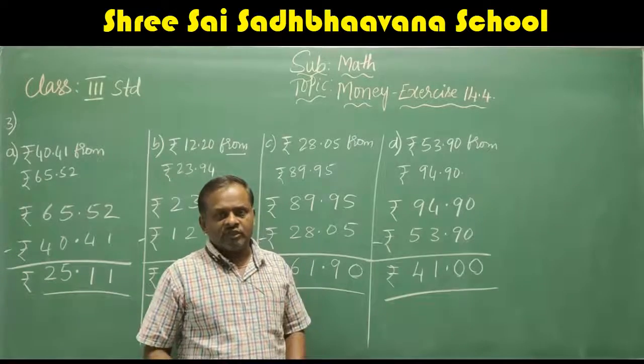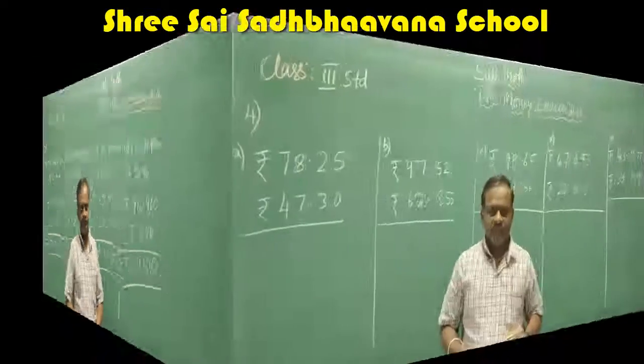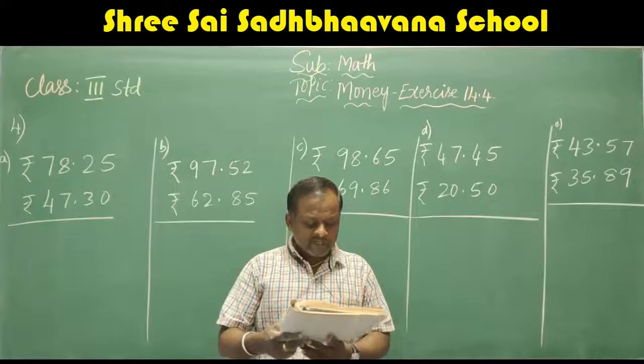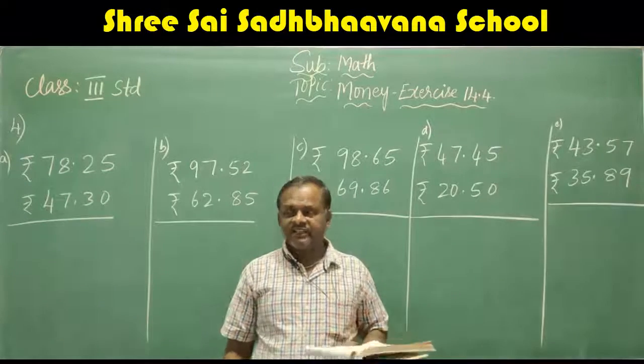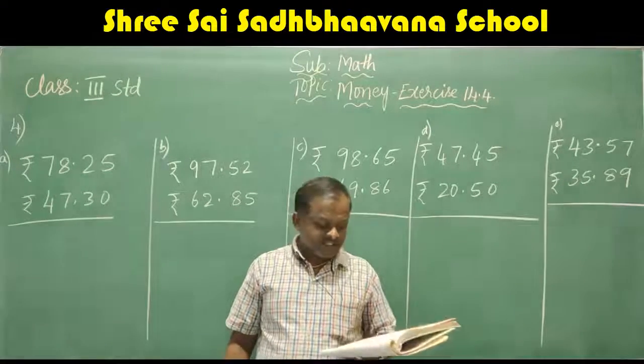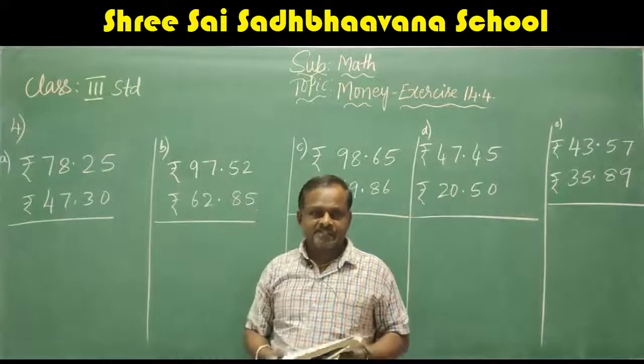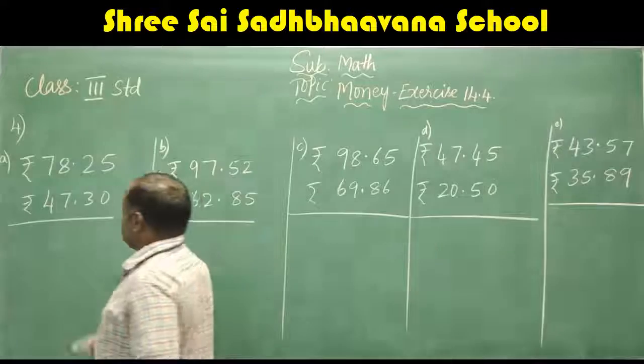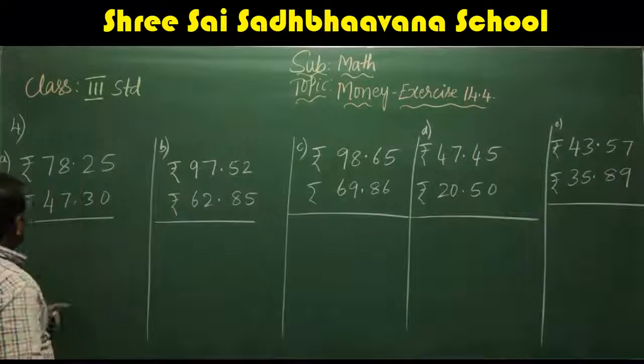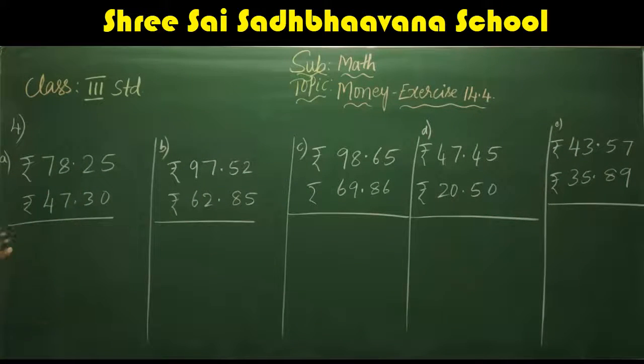Next we will move to the fourth main. Now the fourth main, regroup and subtract. They have given the numbers in words. So I have written already in the numbers. So we will subtract them. First problem, rupees 78.25 minus rupees 47.30. What they have given? Subtract rupees 47.30 from rupees 78 and 25 paise.